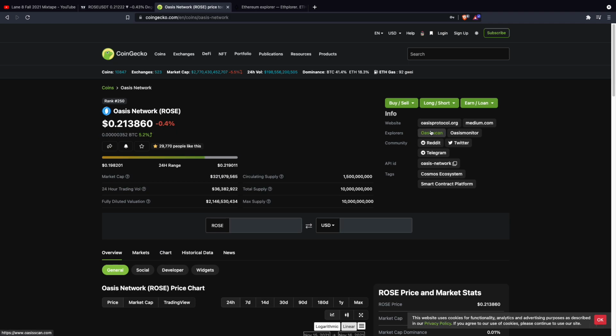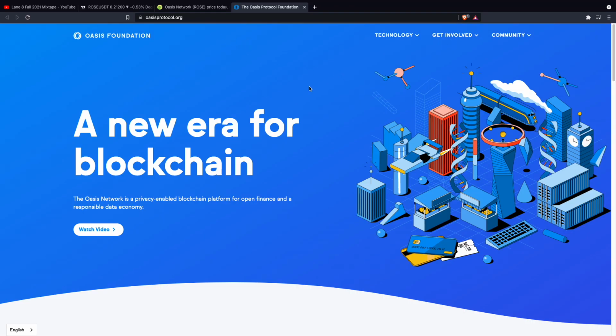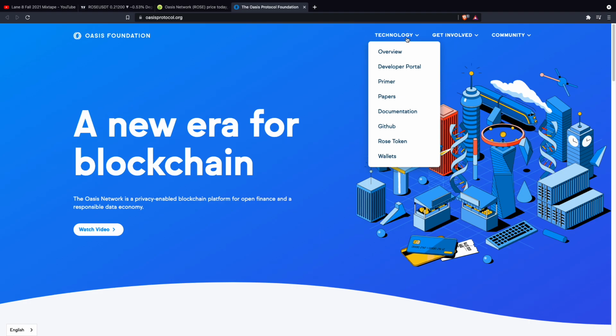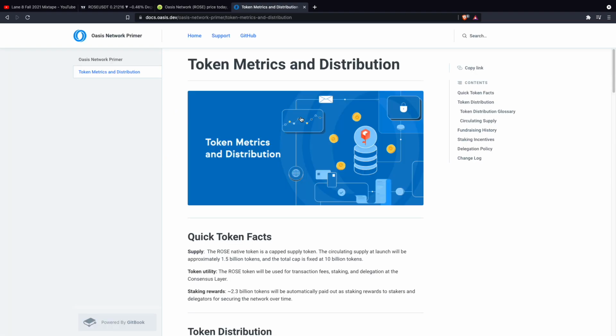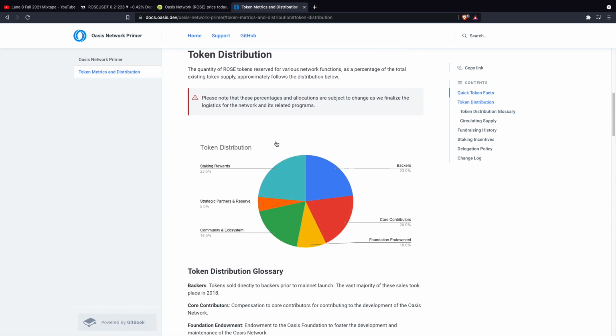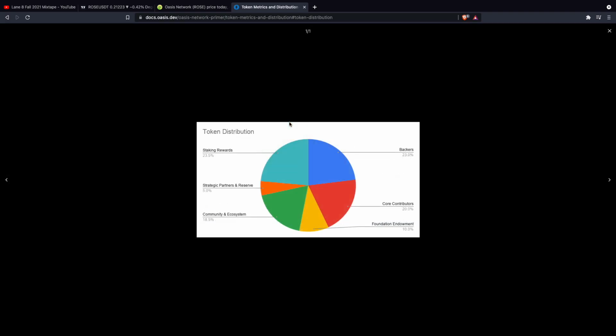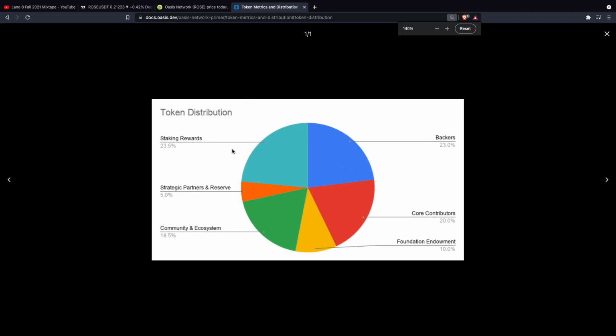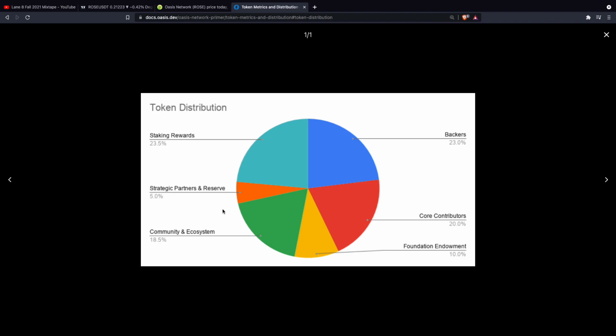So here we are, Oasis Network. They have their own Etherscan, or their version of an Etherscan, Oasis Scan, but it's not that great. I mean, it's just very rigid. So here on their homepage, if you go through here, you see Rose token, learn more. They talk about the token metrics and distribution. So if we go to token distribution, you'll see the cumulative amount of tokens. This all equates to 100%.